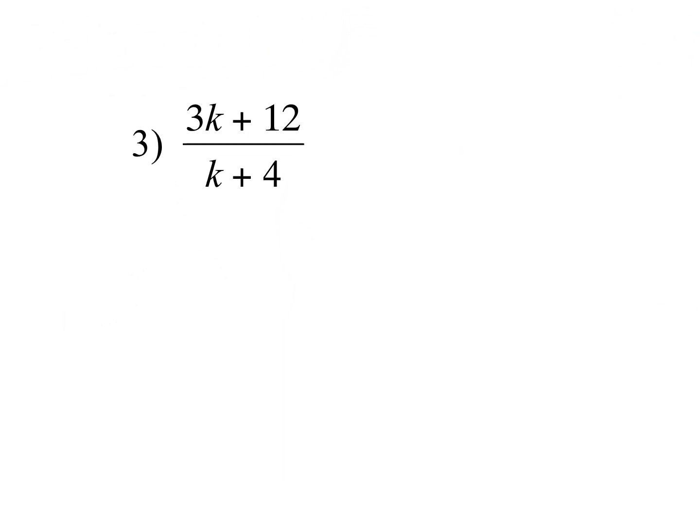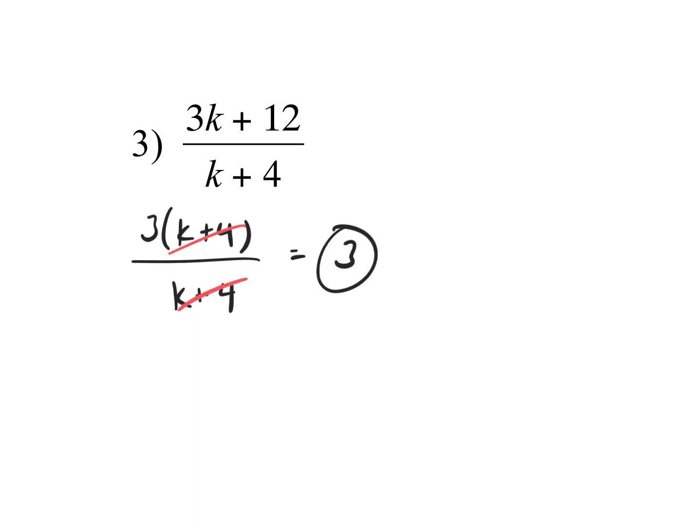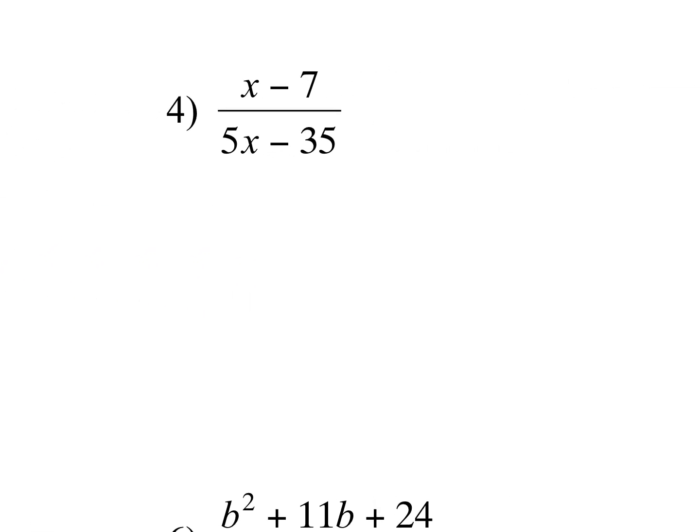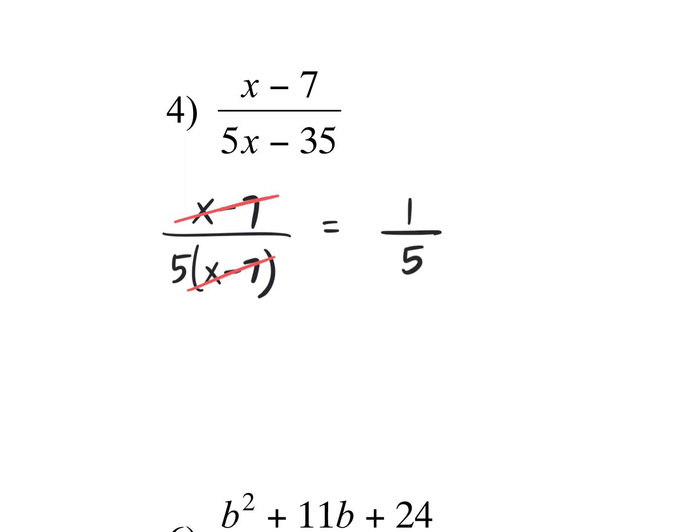All right, number 3, I can take a 3 out on the top, so I'm going to be left with k plus 4, and then in the bottom I've also got k plus 4, so those can cancel out, and I'm left with 3. All right, number 4, I can't factor out anything from the top, but on the bottom I can factor out a 5. And then I've got an x minus 7 and an x minus 7, so I'm left with 1 over 5. Not just 5. Be careful here. When you cancel these out, there is still a 1 up here.